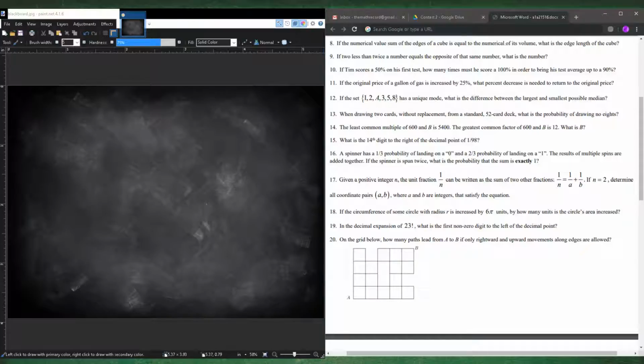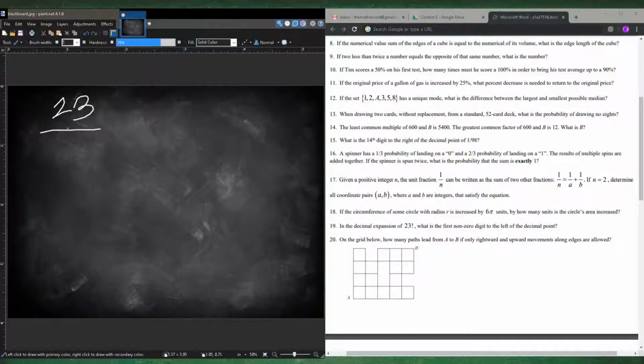the non-zero. Okay, so we have 23 factorial. How many 2's do we have? And how many 5's do we have? So if we have 23, right? Let's think about it, because we want to take out all the 2's and then all the 5's.